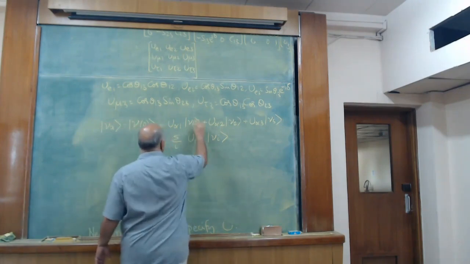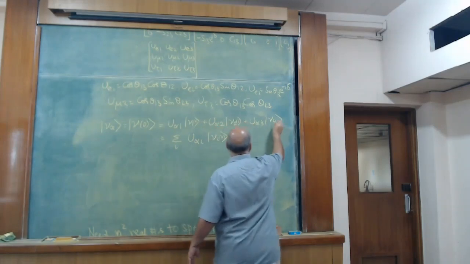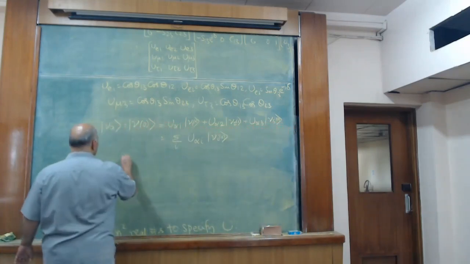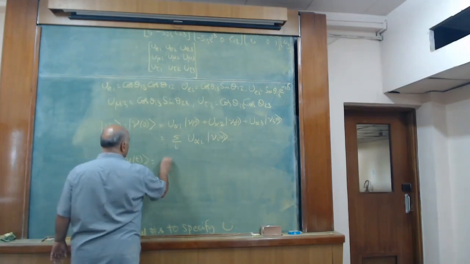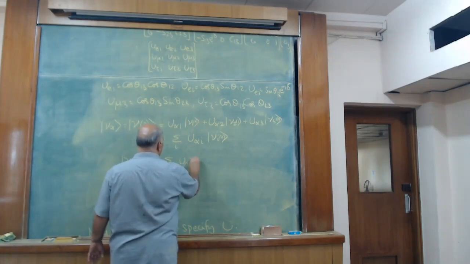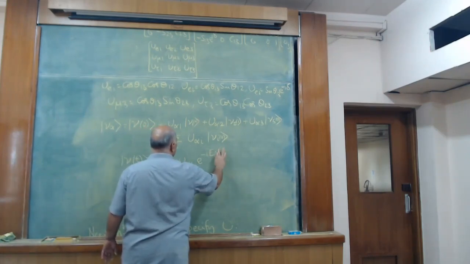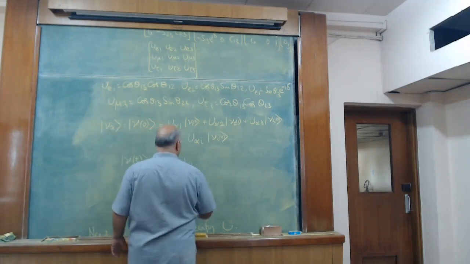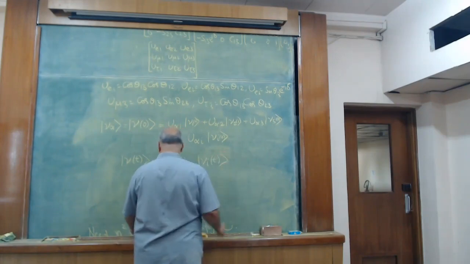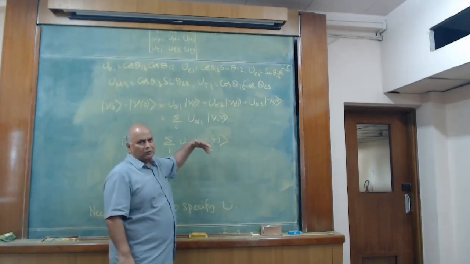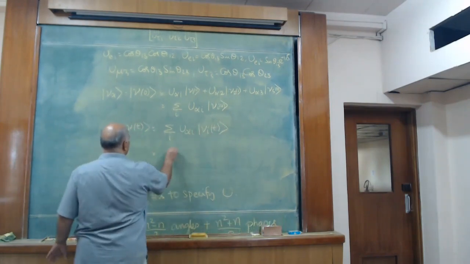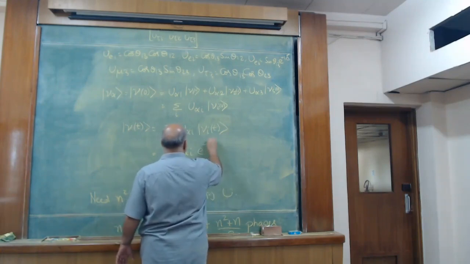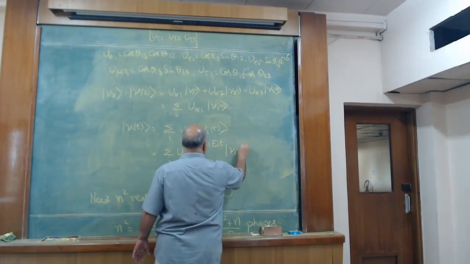At time t equal to 0. So at time t, this state is sum over i u alpha i e power minus i E i t, or rather let me write an extra step, nu i of t, but time evolution of nu i of t just involves, so sum over i u alpha i e power minus i E i t nu i of 0.